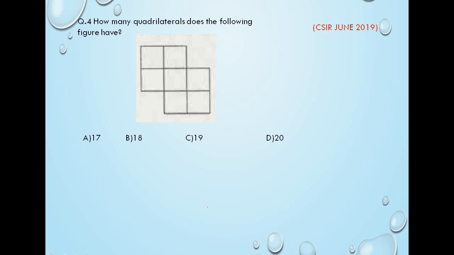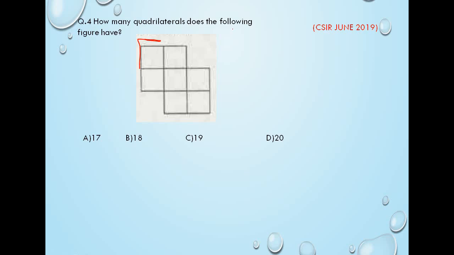To determine the quadrilaterals, we will make combinations of these individual squares, so we will consider the individual squares and their combinations also. I have also solved this type of question in my previous video. You can check it in the I button over here. So let us work out how many quadrilaterals there will be.